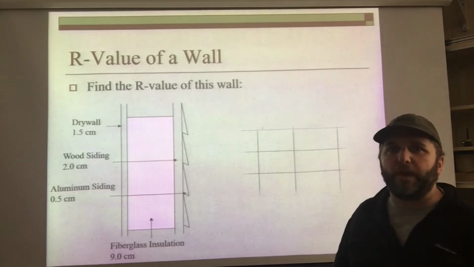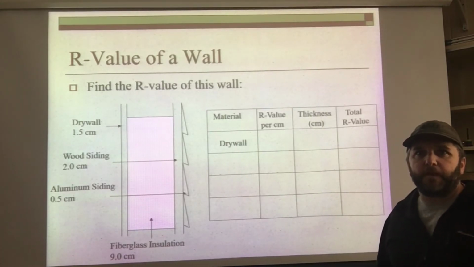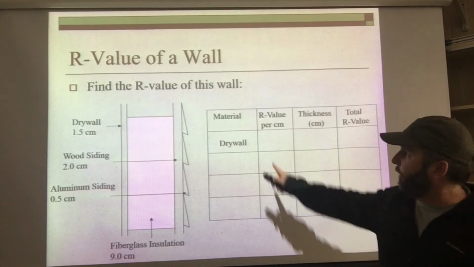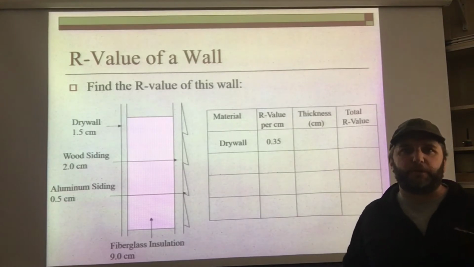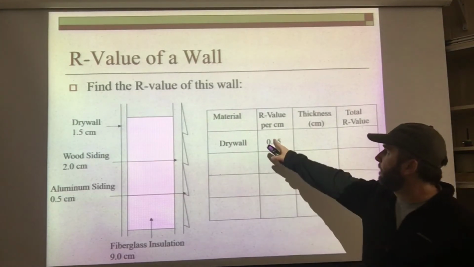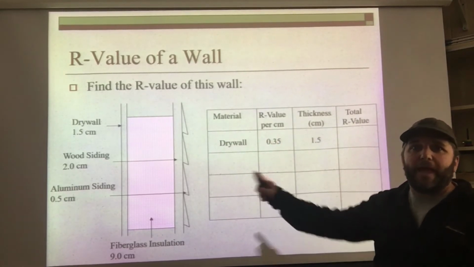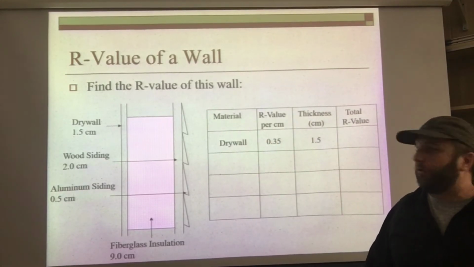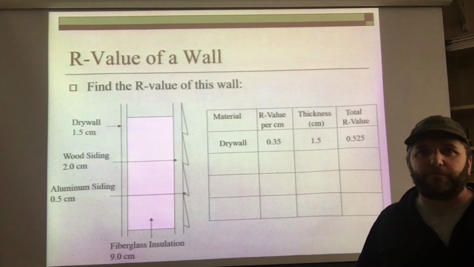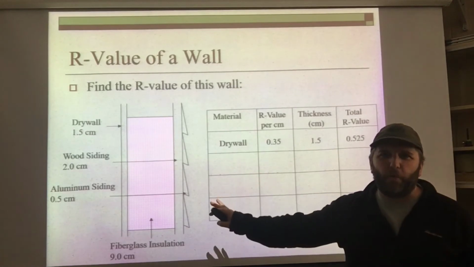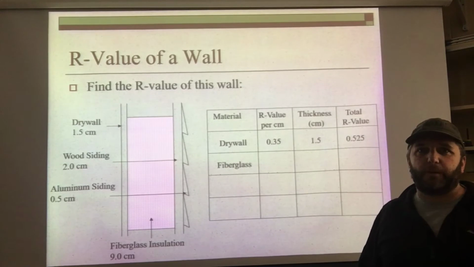The way that you might solve that is fill in a chart like this. What you do is you look at, for each material, what the material is, what the R-value is for every centimeter or for every inch. Drywall has a 0.35 R-value for every centimeter, and the drywall is only 1.5 centimeters. So that gives us an R-value of about 0.5. The purpose of drywall is not actually to insulate. The fiberglass is where that's going to be coming from.